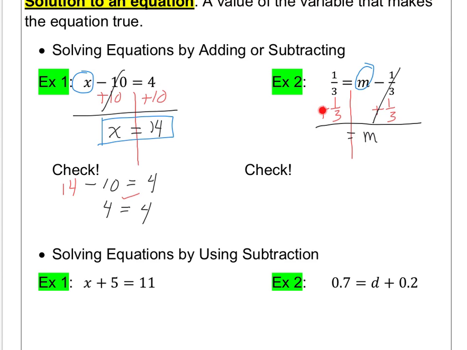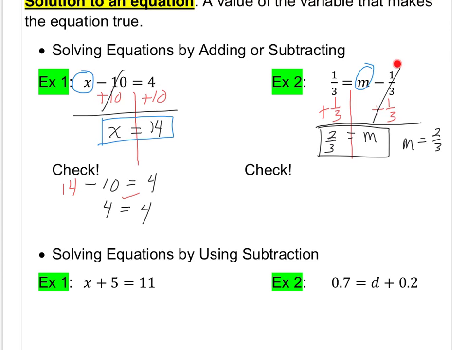So 1/3 plus another third means that I have 2/3. If it bothers you to write that backwards like that, you can flip it around, and then you could just say, oh, well, m equals 2/3. Either answer is acceptable. But you have to check your answer.